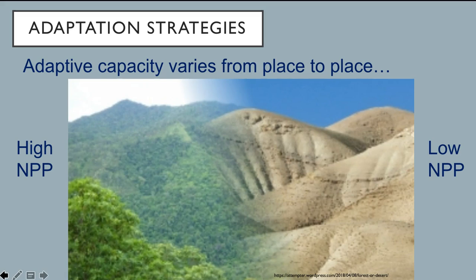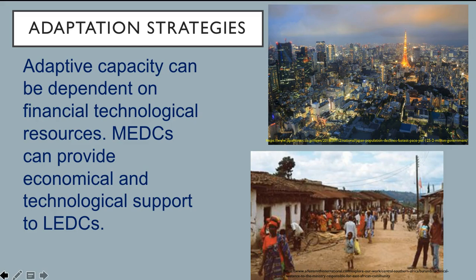Adaptation capacity varies from place to place. Regions with high NPP, like a forest, have higher adaptive capacity than regions with low NPP, like the desert biomes. Adaptive capacity varies from place to place and can be dependent on financial, technological resources. More economically developed countries, as shown here, can provide economical and technological support to lower economically developed countries, as shown here.